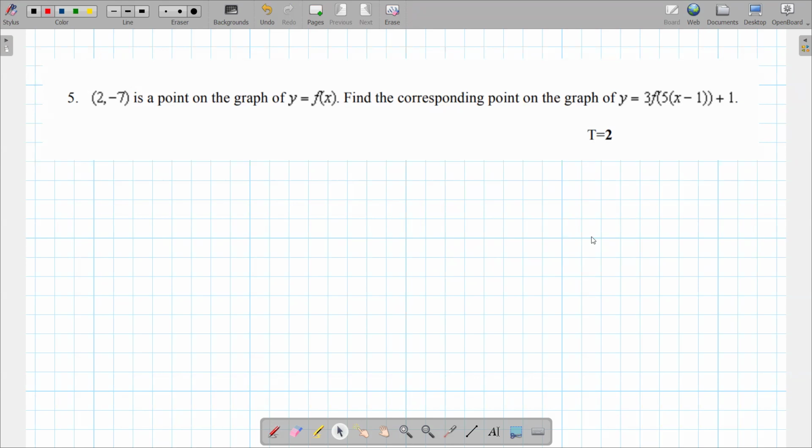So no, this is not a linear function. That was a trick question. We don't know what this function is. We have no idea what this function is. It could be linear, but it could also be anything. This f means it can be anything, right? Let me show you.